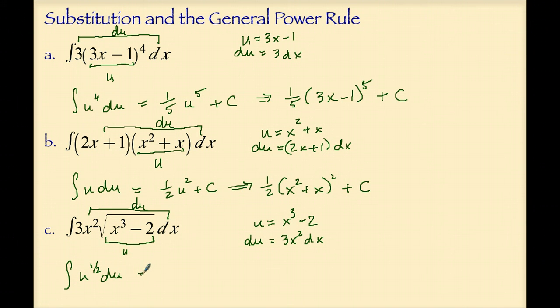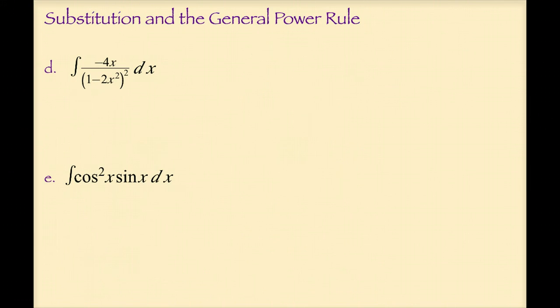To integrate, we get 2/3 u to the 3/2 plus c, and of course, as our last step, we replace u with the original expression. So this becomes 2/3 (x cubed minus 2) to the 3/2 plus c. Here are a couple more examples.